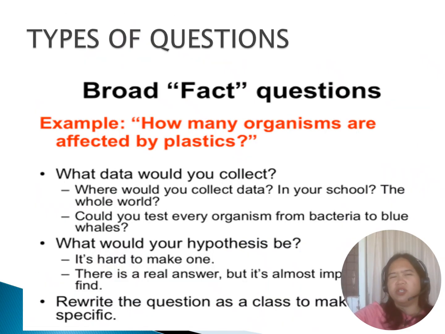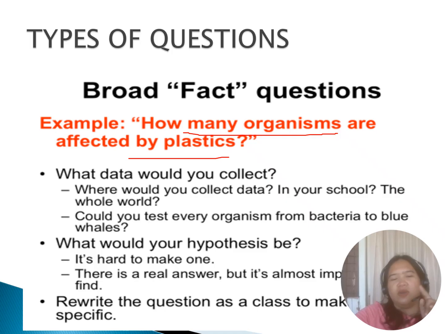There are different types of questions. First is a broad fact question. When you say broad, it's wide. It encompasses a lot of information. So just like what I gave you a while ago, those are really broad questions. Example: how many organisms are affected by plastics? There are different types of organisms, different types of plastics. So you have to be very specific on what organism is affected, and by what specific type of plastic, right? So that's one type of bad scientific question.